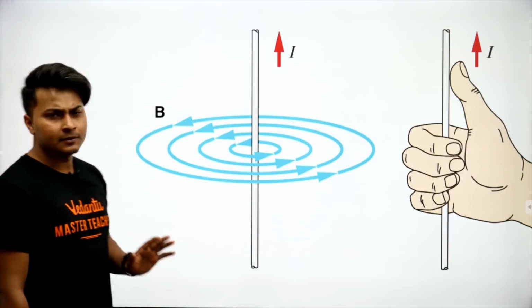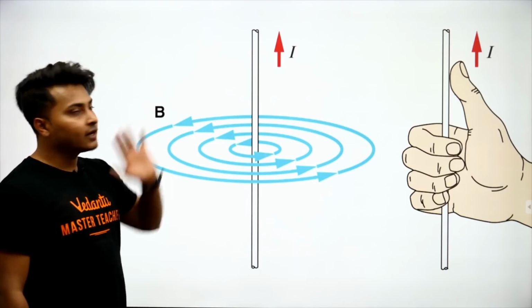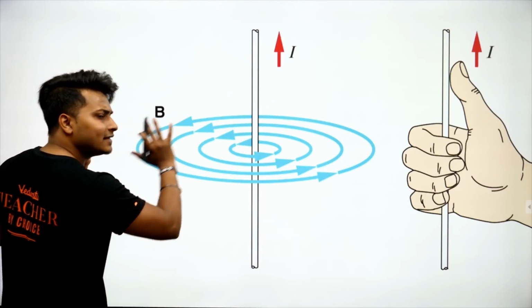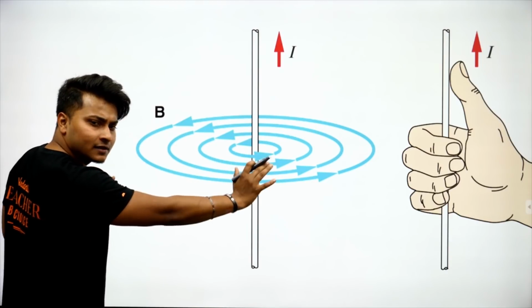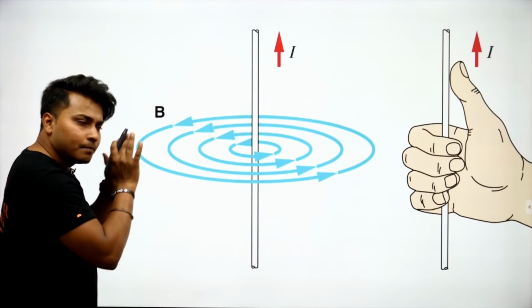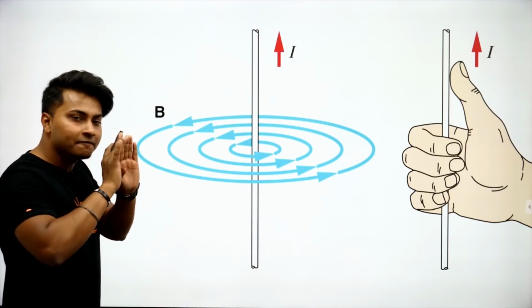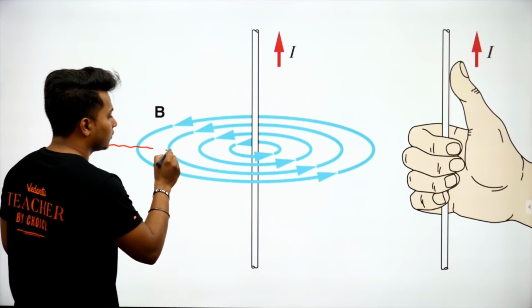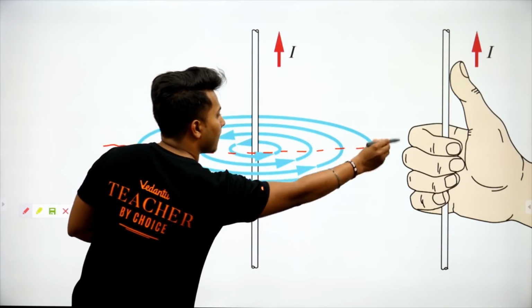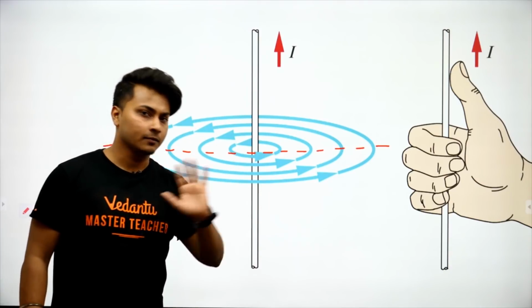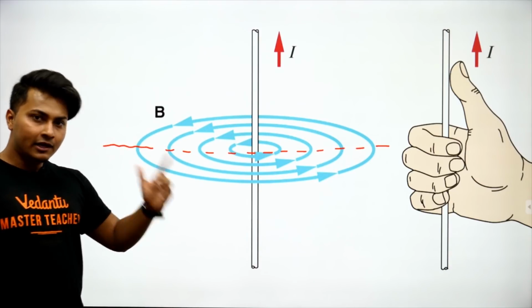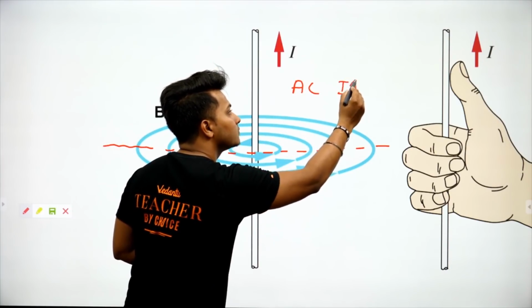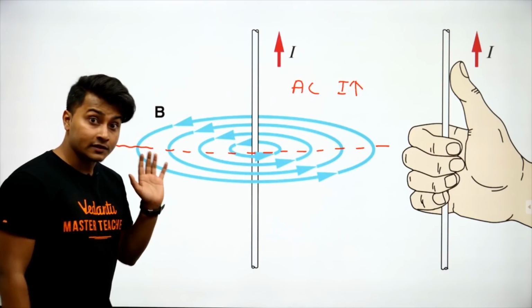Let's go forward. Okay, guys. Simple conductor, current is going upward, magnetic field is this way. We proved it. Let's imagine this entire screen, or what you see in front of you, as a plane sheet or a flat wall. So if I mark the center part as a dotted line, the magnetic field here is anti-clockwise, isn't it? Because the current is going upward. So it's anti-clockwise, you can see very clearly. Notice very carefully.